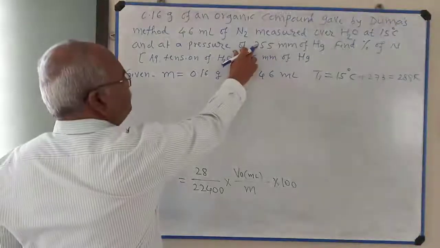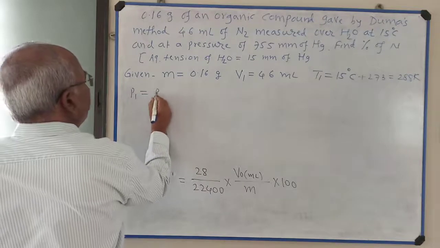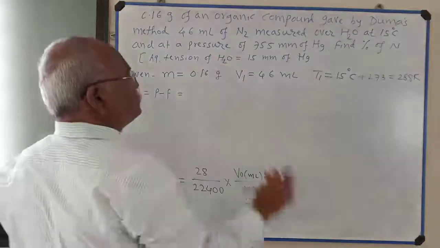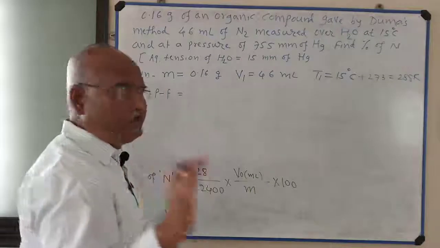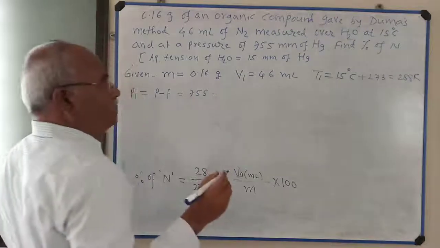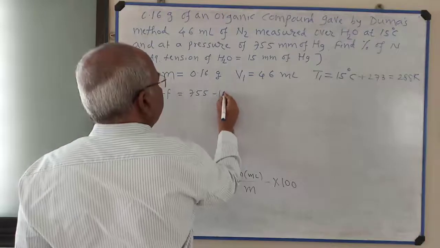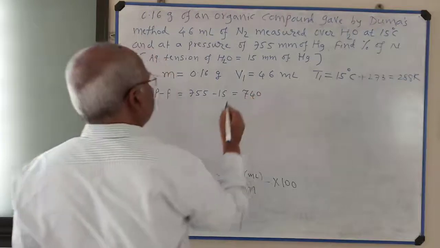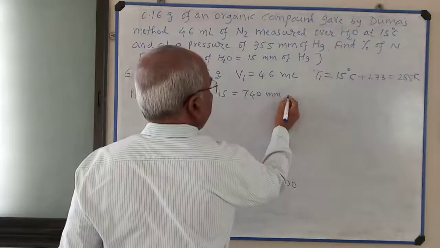755 mm of Hg. This is not P1. P1 is equal to P minus F. Pressure of moist nitrogen is 755 mm. You have to subtract aqueous tension, 15. So P1 is equal to 740 mm of Hg.